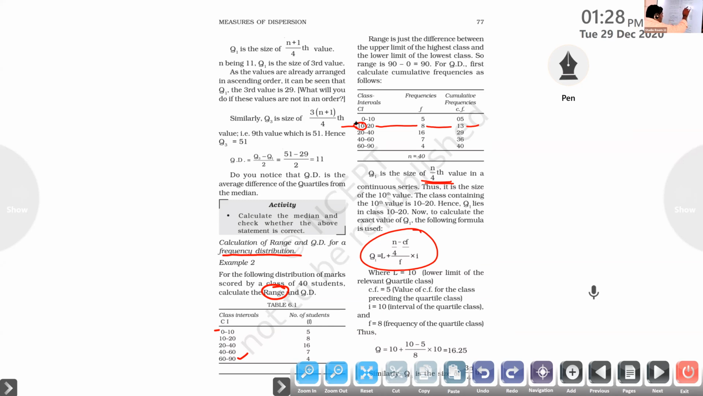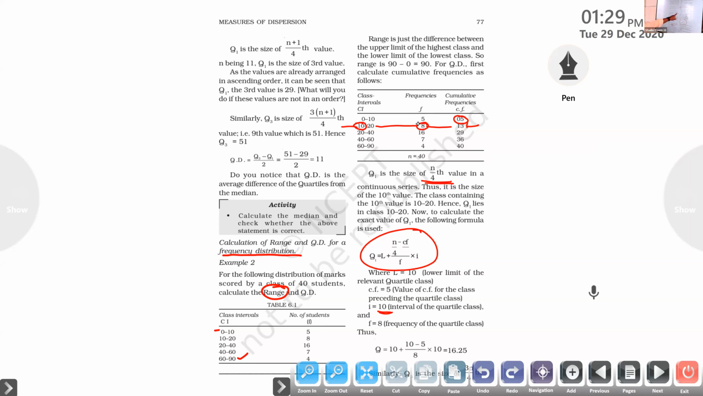This is the quartile class, right? Preceding 13, it is 5. So the cumulative frequency CF is 5. Next, I. What is I here? The interval of the quartile class, the difference between the lower limit and the upper limit: 20 minus 10 is equal to 10. So I is 10 here. And F is 8, the frequency of the quartile class.